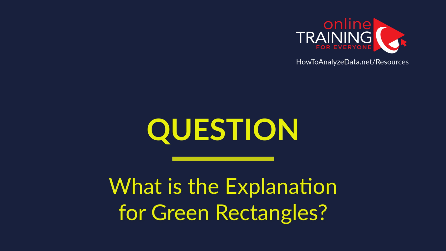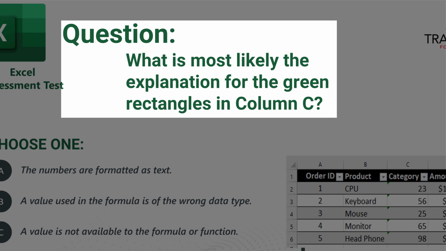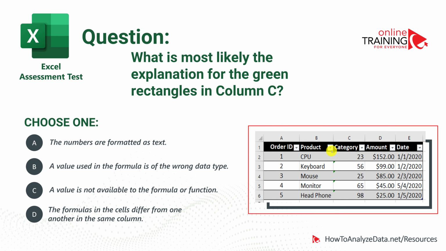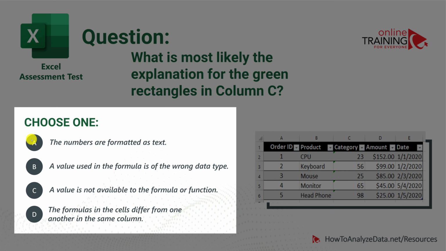Now let's look at the question that tests your knowledge of Excel formatting rule. What is the most likely explanation of the green rectangles in the column C? And you have a picture here, and you have rectangles in the upper left corner of the column C in the category. And there are 4 choices as typical.